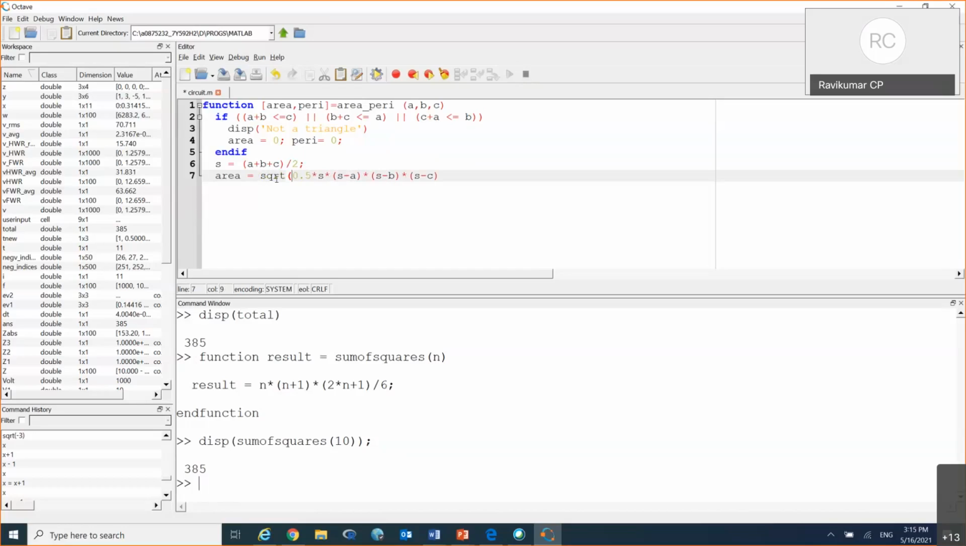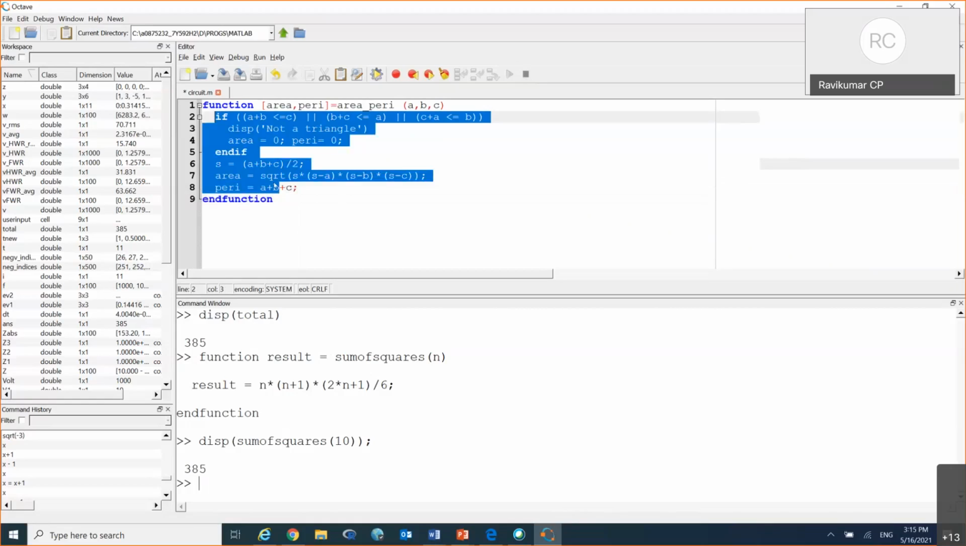I forgot the formula now. I hope this is the correct answer. So square root of S times S, there is no half, I think. Correct me if I'm wrong, I'm making some error. So the area is square root of S into S minus A into S minus B into S minus C. And then perimeter is very simple, A plus B plus C. Okay, so if I run this, I would have defined the function.